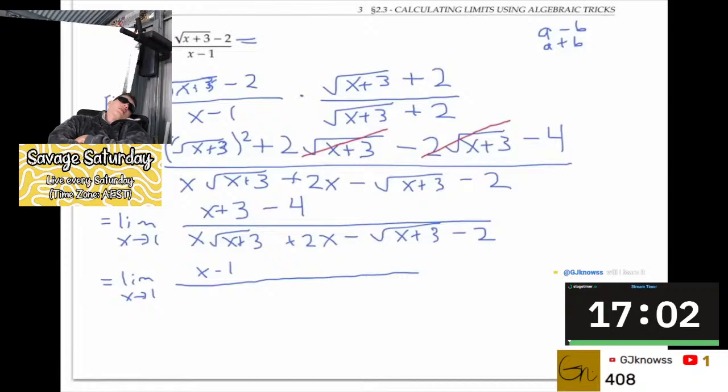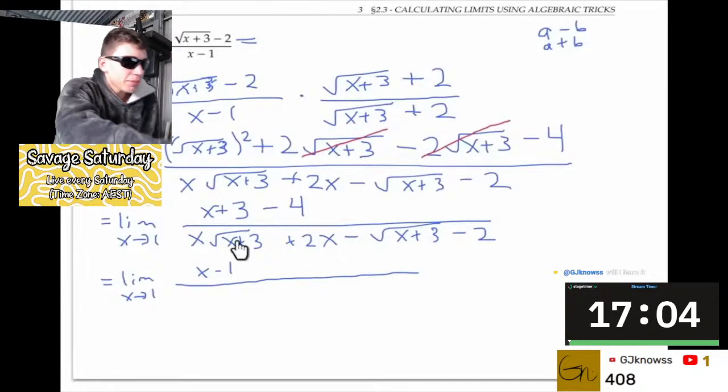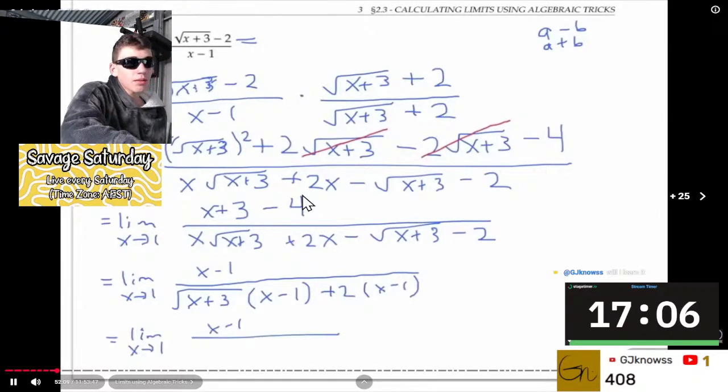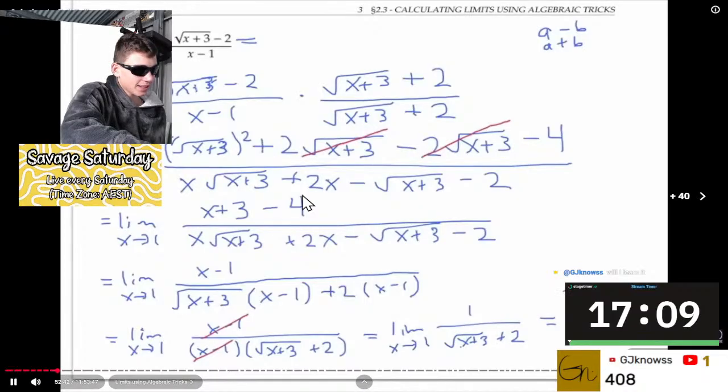Because look at here, if I factor an x minus 1, x minus 1 on the top, plus 3 on the denominator, this is an indeterminate form.